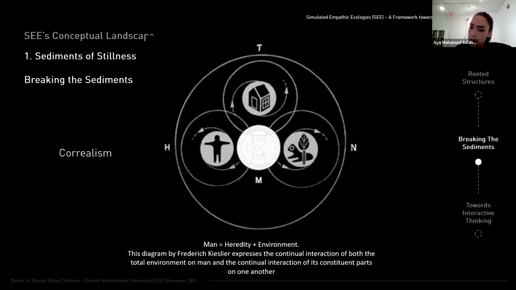So in a way, again, this Correalism philosophy by Kiesler really reveals this profound potential of interactivity of fluid thinking in spaces to redefine the human-environment relationship.